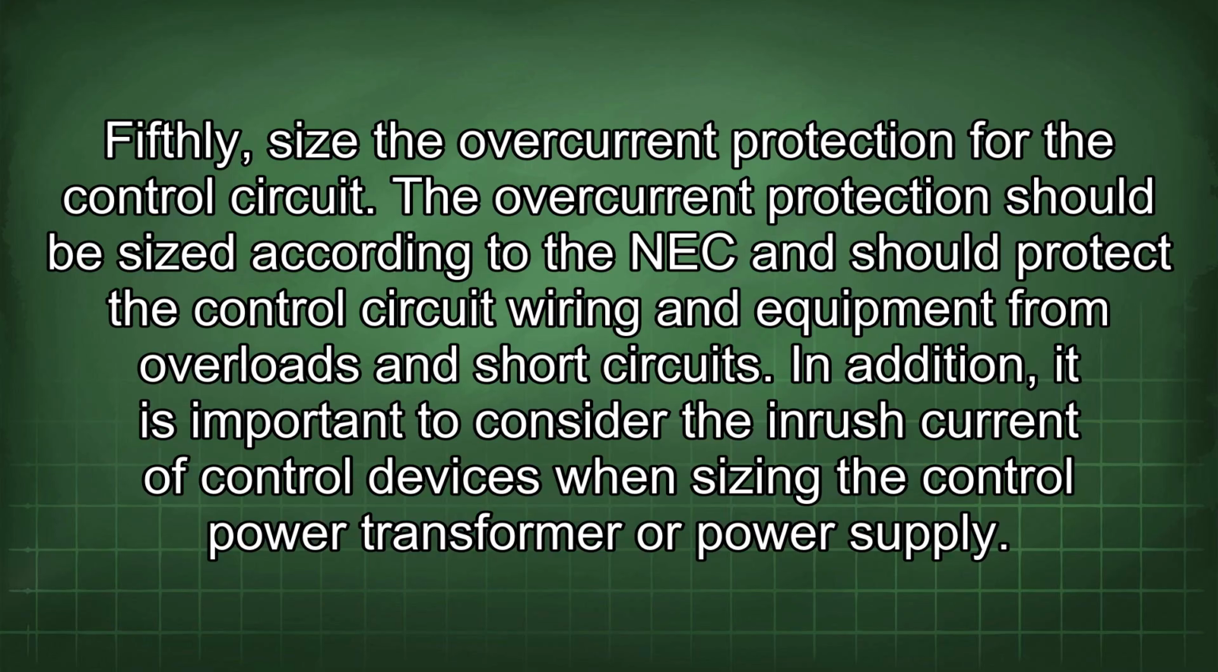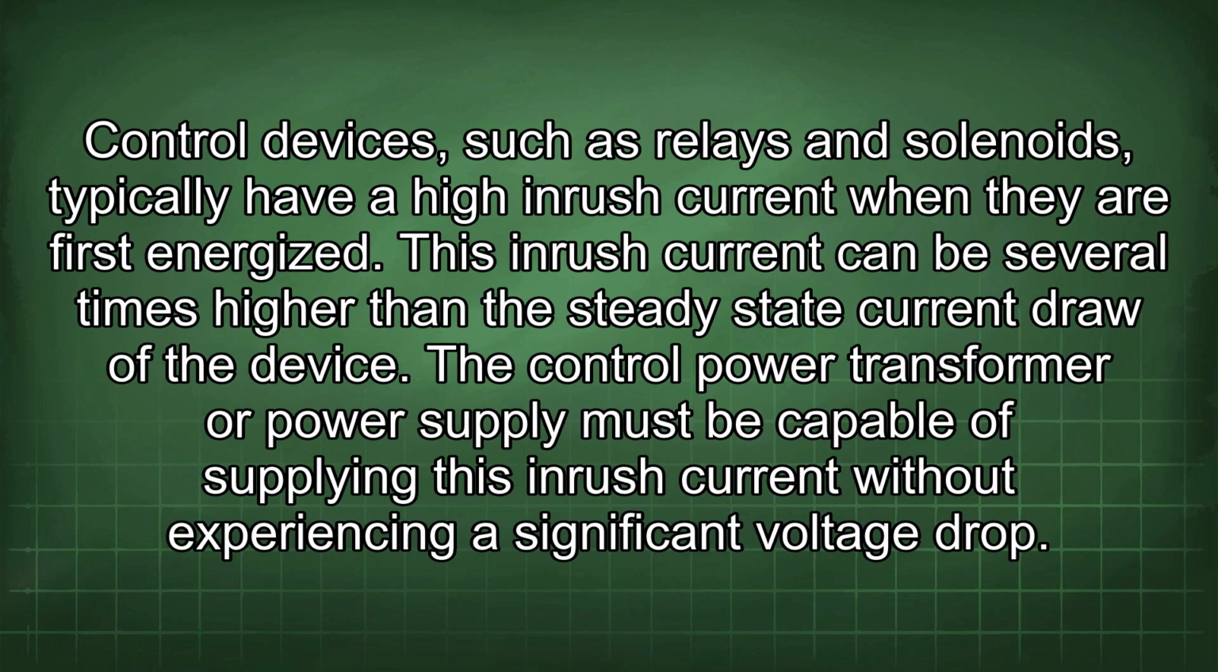The overcurrent protection should be sized according to the NEC and should protect the control circuit wiring and equipment from overloads and short circuits. In addition, it is important to consider the inrush current of control devices when sizing the control power transformer or power supply. Control devices, such as relays and solenoids, typically have a high inrush current when they are first energized. This inrush current can be several times higher than the steady-state current draw of the device.